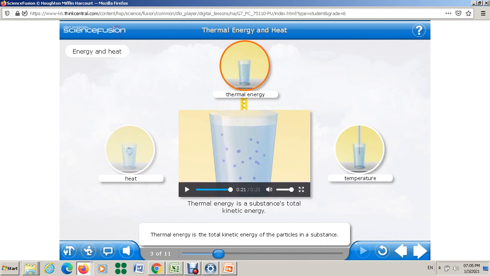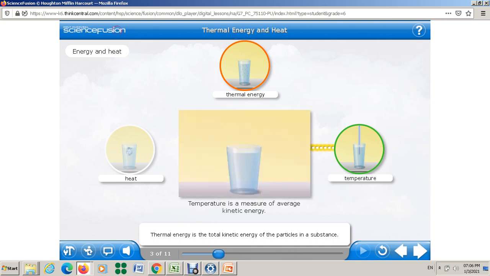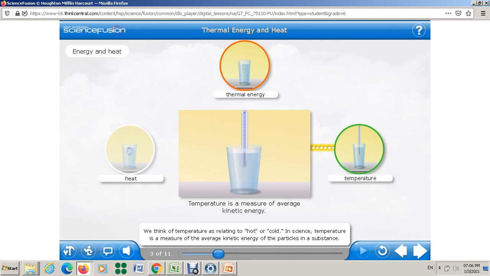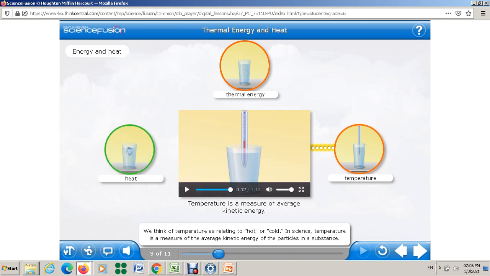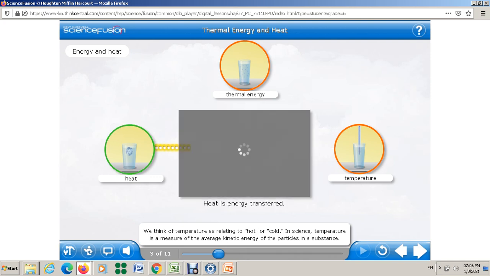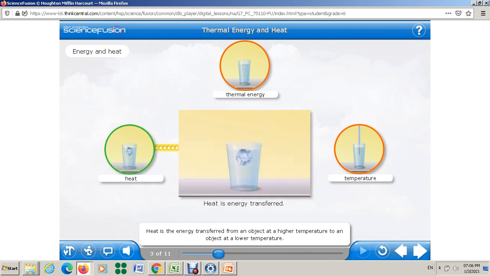Okay, let's move to talk about temperature. We think of temperature as relating to hot or cold. In science, temperature is a measure of the average kinetic energy of the particles in a substance. And this is about heat. Heat is the energy transferred from an object at a higher temperature to an object at a lower temperature. When ice is put in water, energy is transferred in the form of heat from the warmer water to the colder ice cube. This transfer of energy can cause a change of state, the melting of the ice cube.